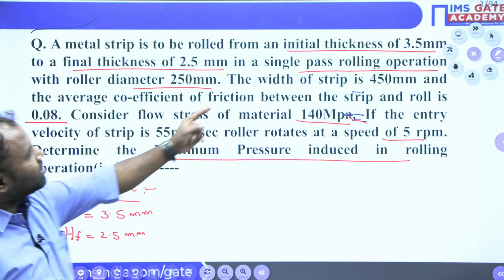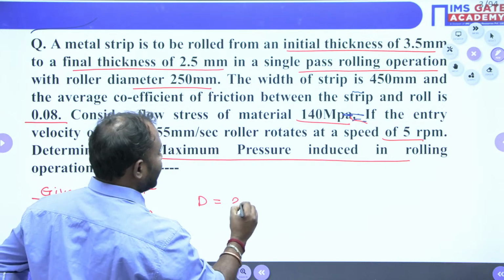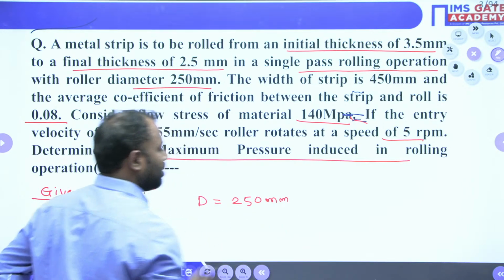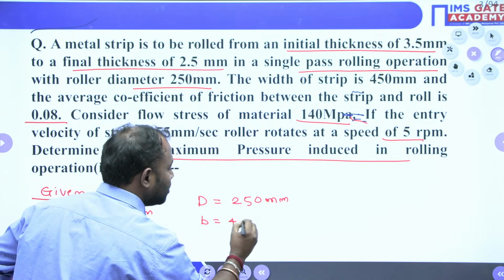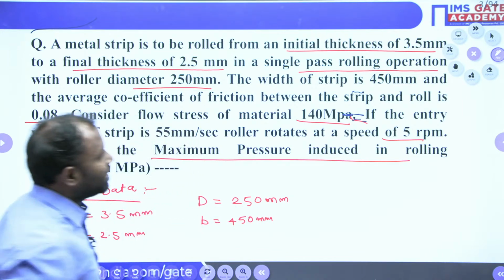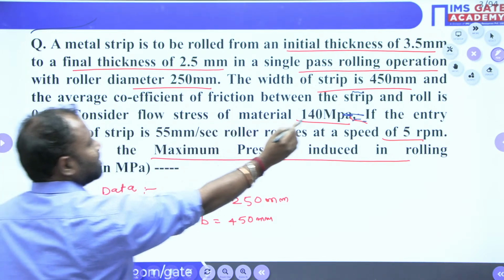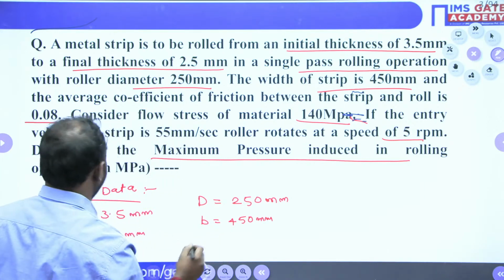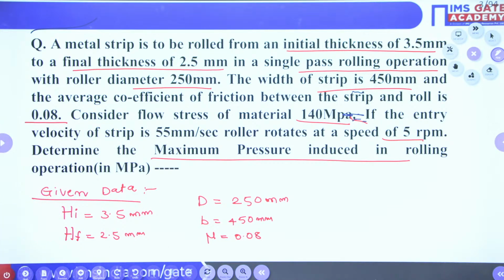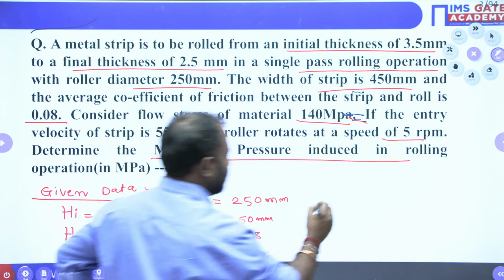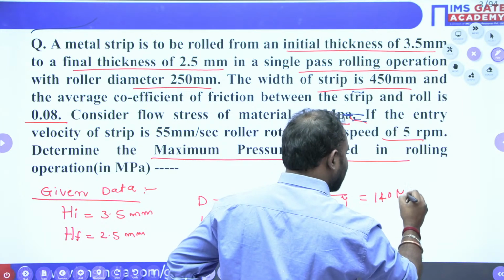Next is single pass rolling operation, roller diameter D is equal to 250 mm and width of the strip B is equal to 450 mm. Coefficient of friction between the roller and workpiece mu is equal to 0.08. Next, flow stress of workpiece material is equal to 140 megapascal.